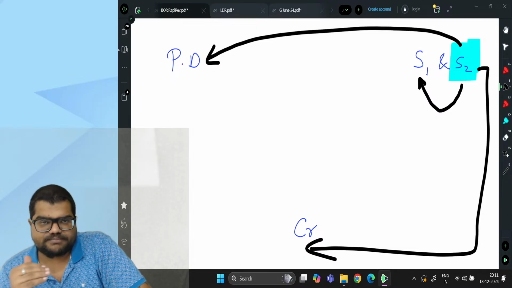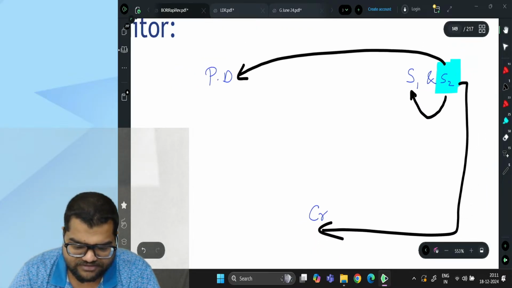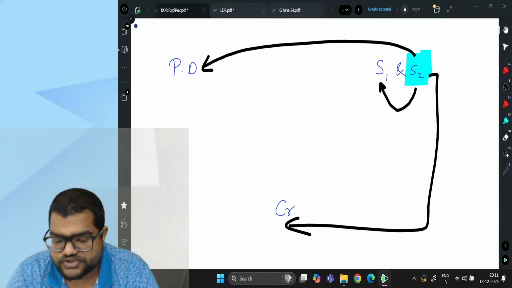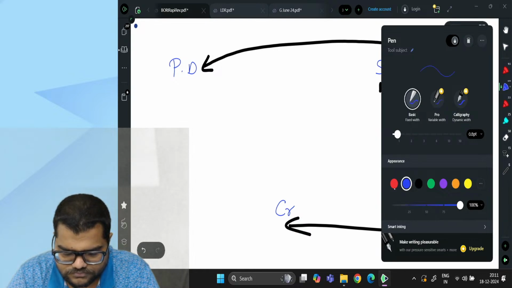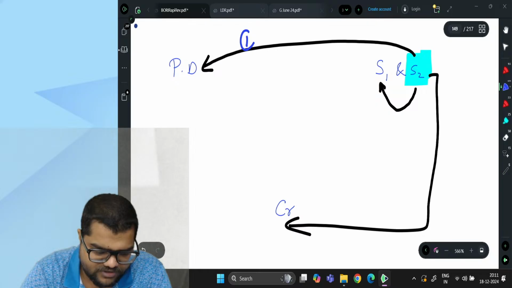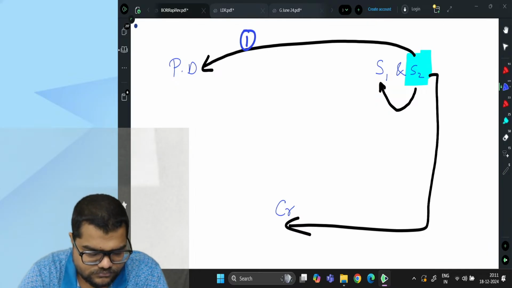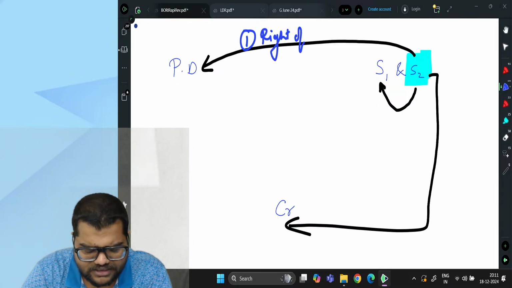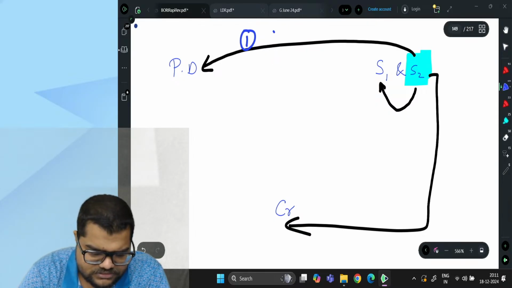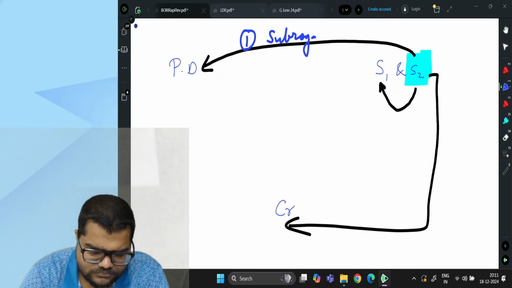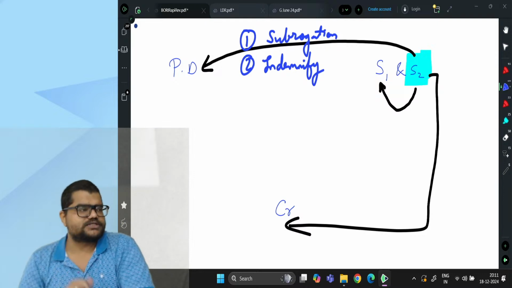Now let's try to understand one by one each point that we have. Starting with the first one, number 1. I'll directly write the main point: subrogation. And number 2, indemnify. Just 2 points.